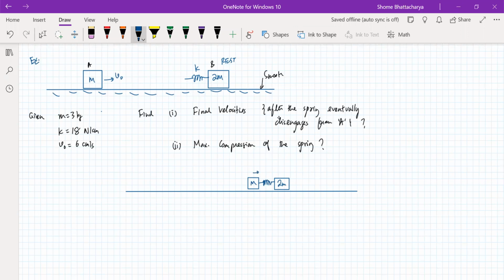Okay, so this was the general method of solving it. After some time, if these have velocities v1 and v2, momentum conservation and energy conservation.